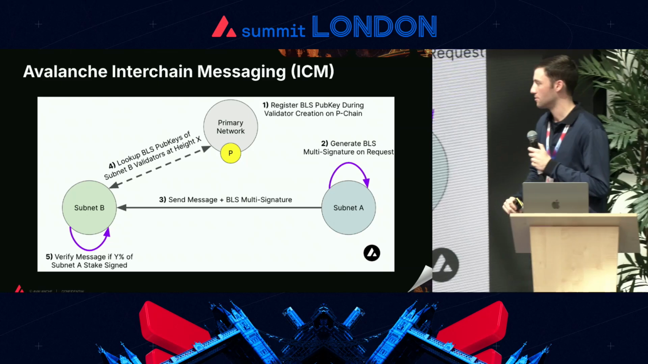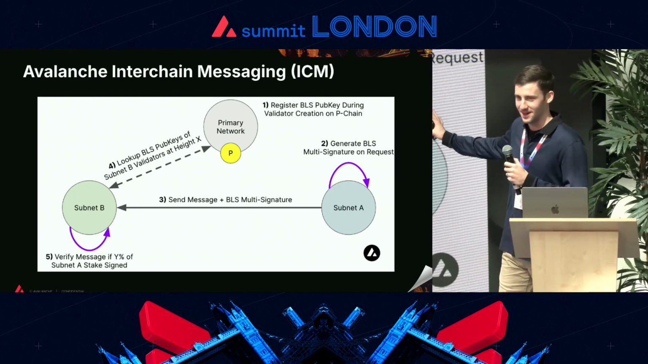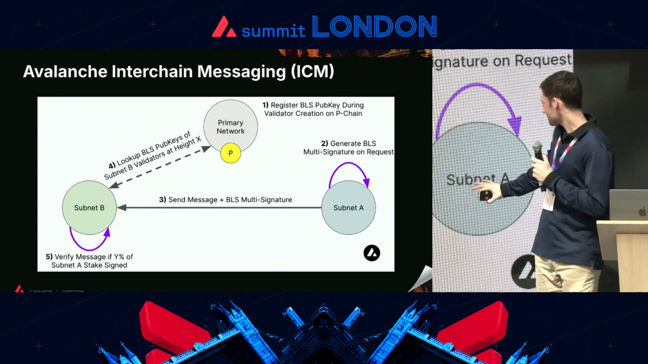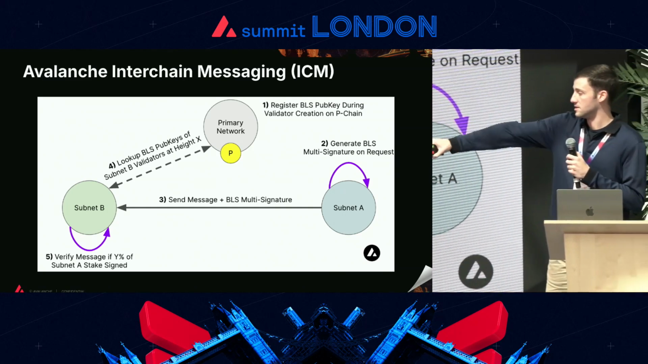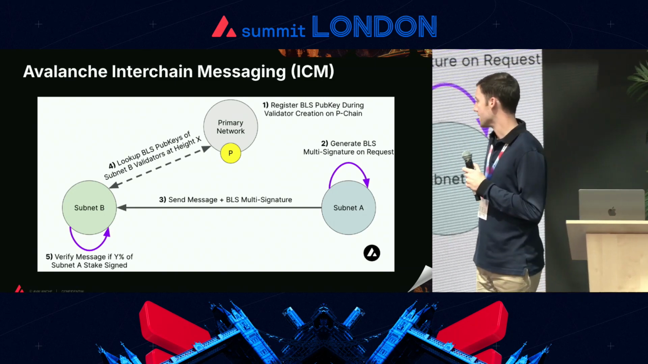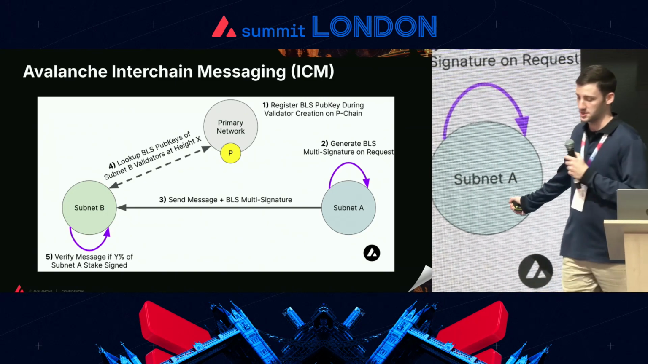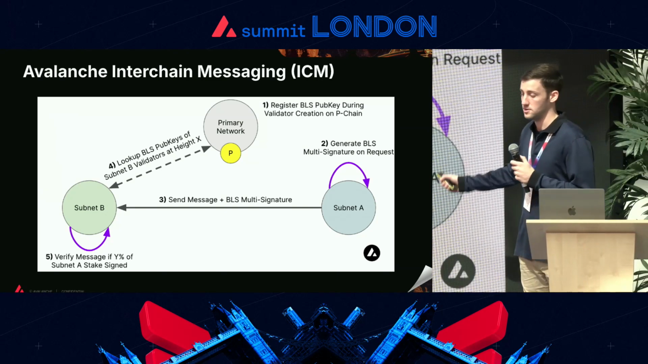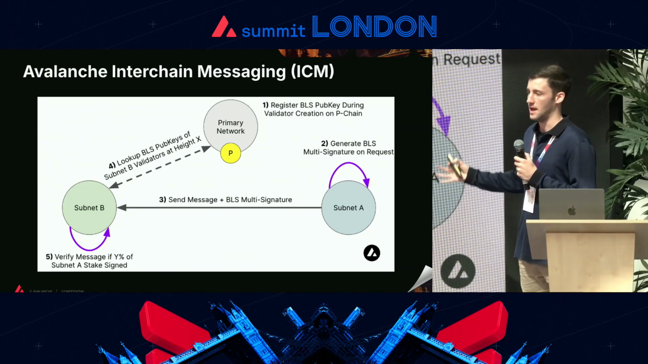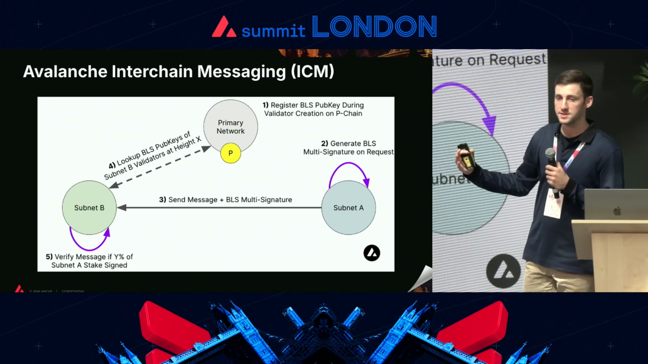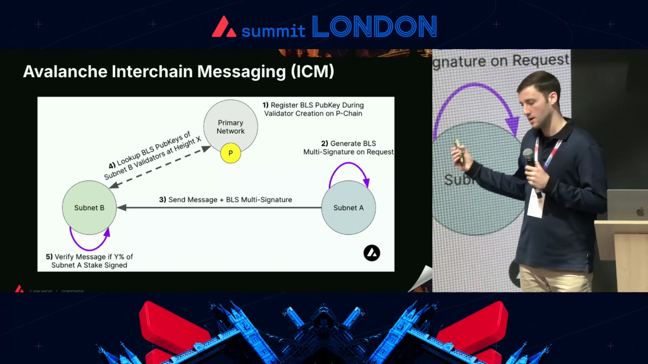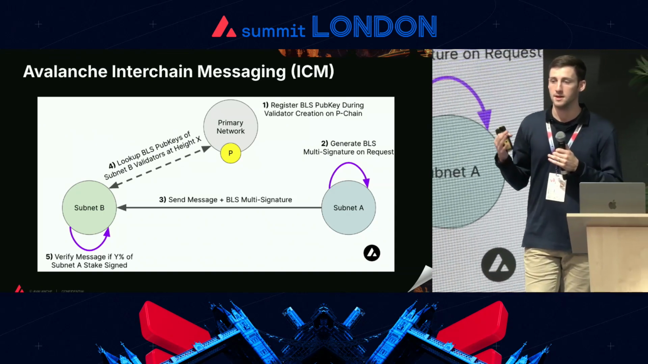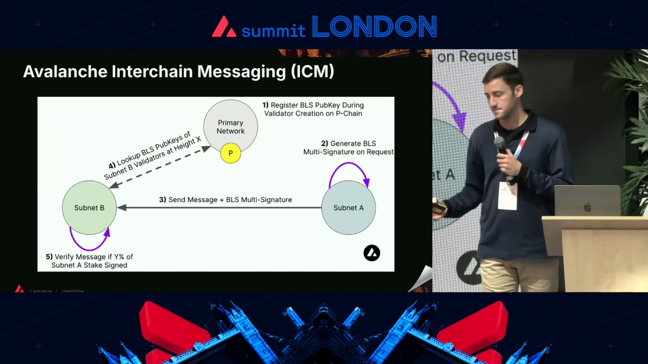So you have one L1 now. This image predates the L1 terminology, so forgive me on that. That wants to send a message to L1B, and the first step is that a transaction is sent on this L1 that calls the ICM precompile, notifying all of the validators that then process that transaction that a message has occurred. And what that does is it makes the validators willing to sign that message using their BLS key.